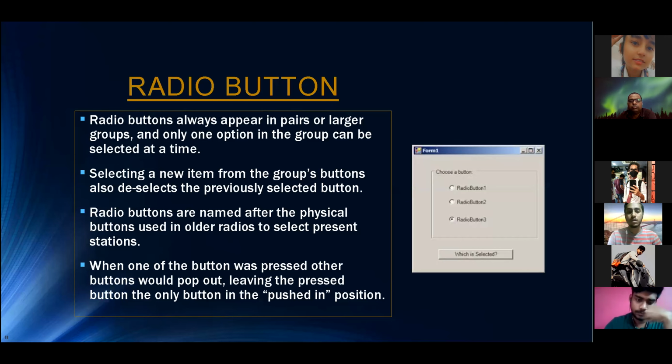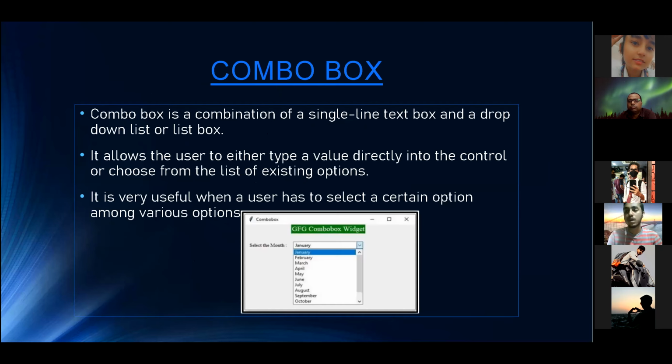And the third one is combo box. A combo box is a combination of a single line text box and a drop down list or list box. It allows the user to either type a value directly into the control or choose from the list of existing options. It is very useful when a user has to select a certain option among various options.